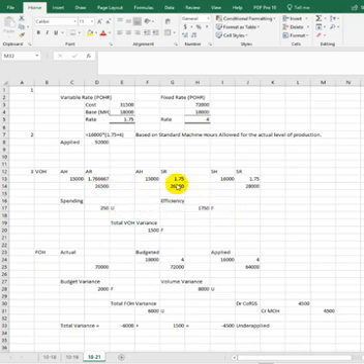The efficiency variance is the difference between the standard machine hours for the level of production of whatever it is we're producing for how many of our units we've produced, and the actual hours that we spent, actual machine hours. So we actually were a little bit more efficient than we expected to be, but it cost us a little bit more. So we have a positive, favorable efficiency variance and an unfavorable spending variance, giving us a net overall variable overhead variance of 1,500.